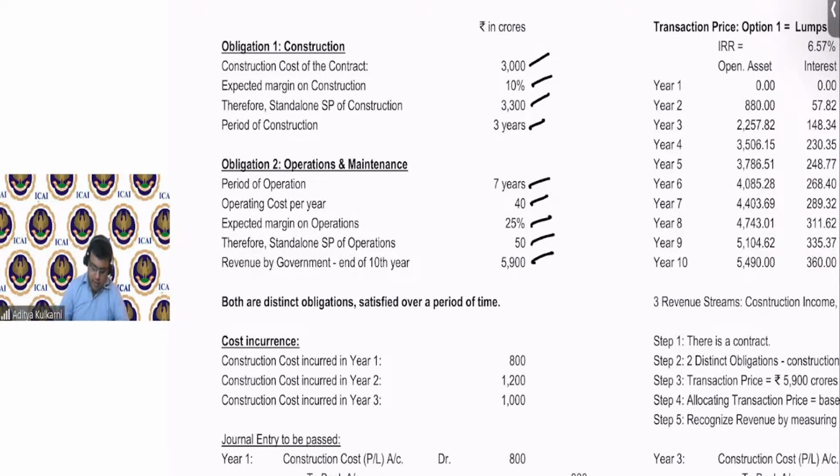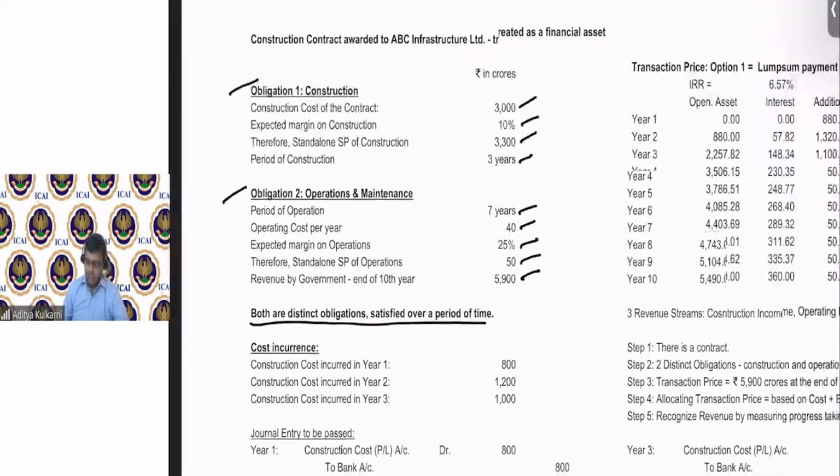So now, construction and operations and maintenance, these are two distinct obligations satisfied over a period of time. Why? Because you are carrying it on right from year 1, year 2, year 3, and then also satisfying. Are we clear with this? Yes. So both are distinct obligations satisfied over a period of time.